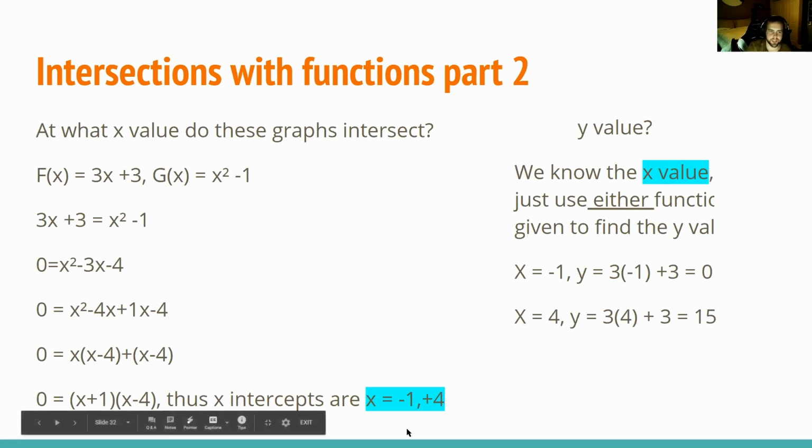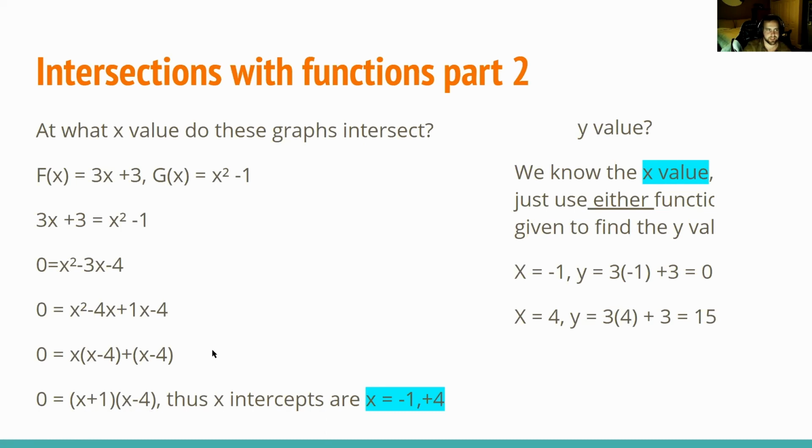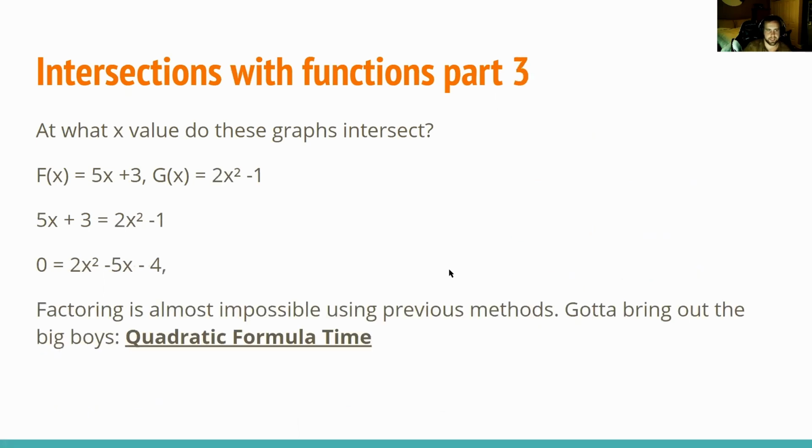I guess the most important part was trying to isolate for x here, factoring it out. Sometimes it won't be too nice, and we'll see in a moment that factoring probably won't work for this question, because it's an ugly equation in some cases. So at what x value do these graphs intersect? We have these functions now. But now if we were to put all the terms on one side, we have 0 on this side here.